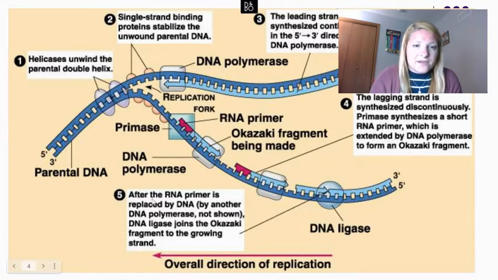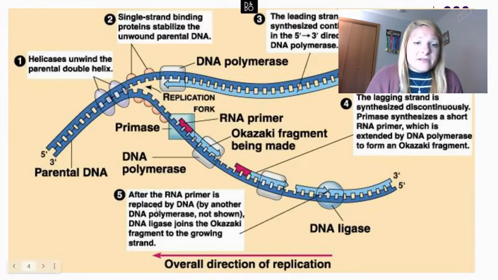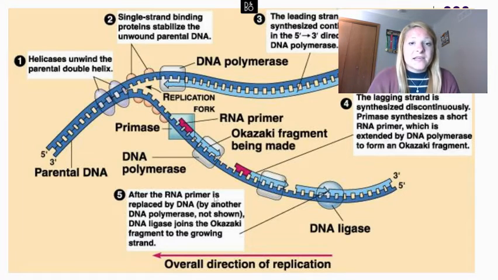And then number 5, after the RNA primer, which you don't really need to know what it is, but it's kind of like a flag that signals where it can go. So after the RNA primer is replaced by DNA, DNA ligase, remember that's the glue, comes and joins the Okazaki fragments. So here's DNA ligase, the circle, joining these two fragments.